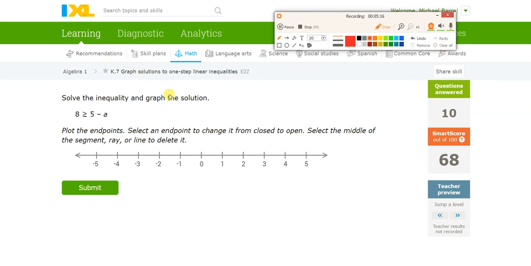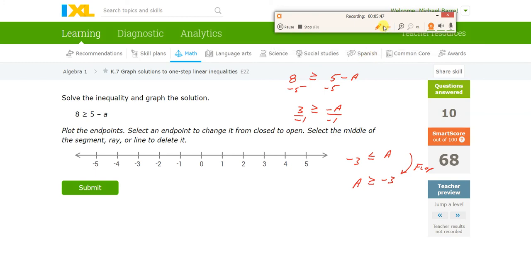Man, it really does like this type of problem. Okay, 8 is greater than or equal to 5 minus a, subtracting 5 from both sides. 3 is greater than or equal to -a, dividing both sides by -1. -3, here's the flip, is less than or equal to a. Now here's the flop. A is greater than or equal to -3. Here's the flop, so I can think this through. A is greater than or equal to -3 with a closed circle.